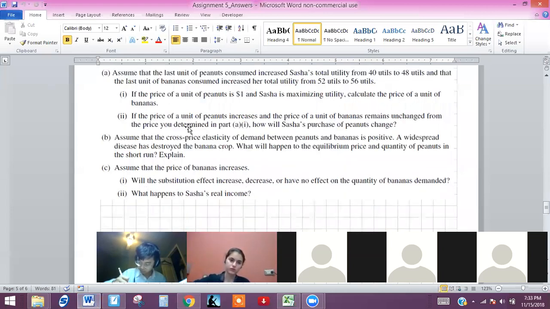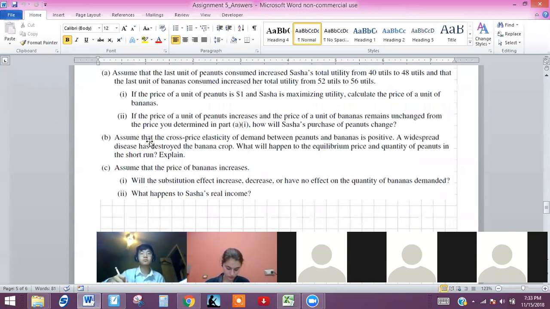So now, part B: assume the cross-price elasticity of demand between peanuts and bananas is positive, and a widespread disease has destroyed the banana crop. What will happen to the equilibrium price and quantity of peanuts? Okay, we have to know some things here.